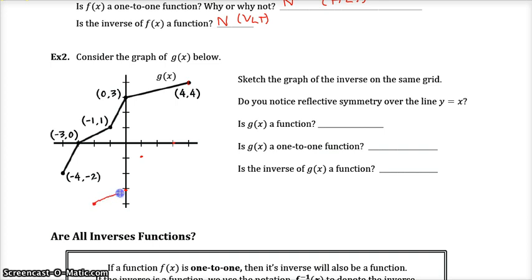Something like this. Okay, let me see if I can connect these dots. Do you notice reflective symmetry over y equals x? Well, yeah, you're supposed to, so good.